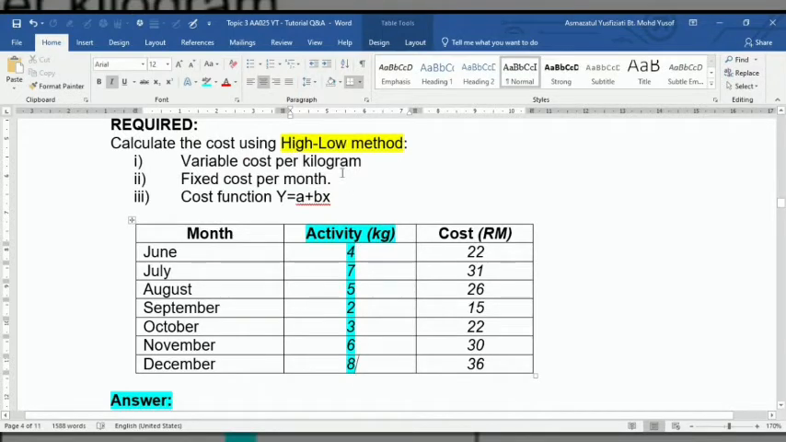Okay, so in the high-low method, you have to choose the highest activity. So you can see here, among the activity, the highest activity is 8 kg. That is in the month of December. So I want you to highlight the highest activity.